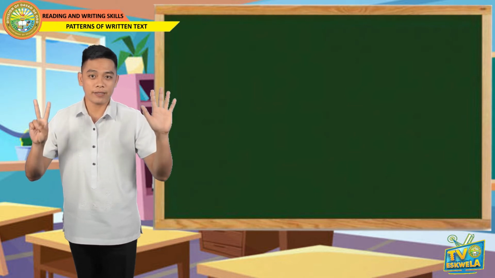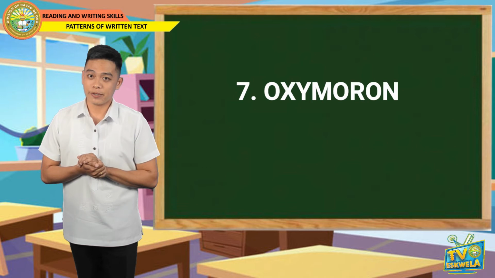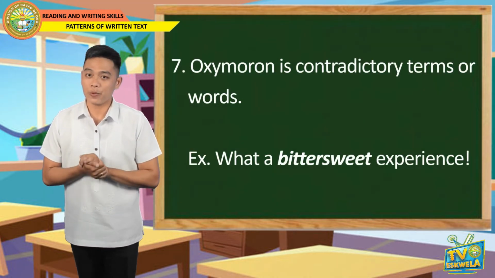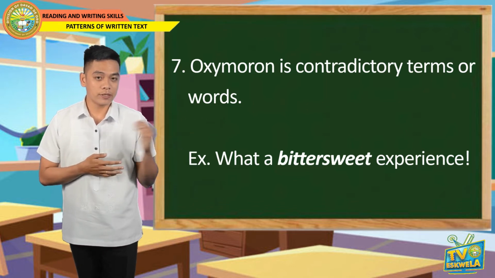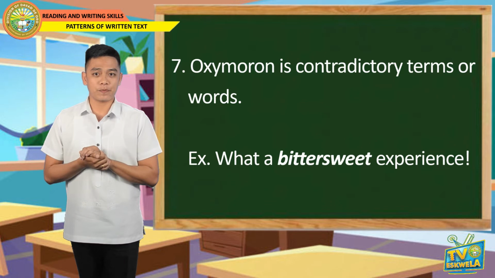Number 7. Oxymoron. Oxymoron is contradictory terms or words. Example: what a bittersweet experience.